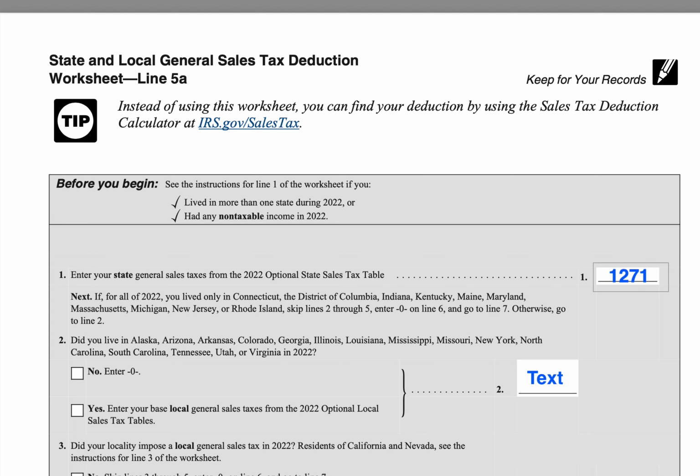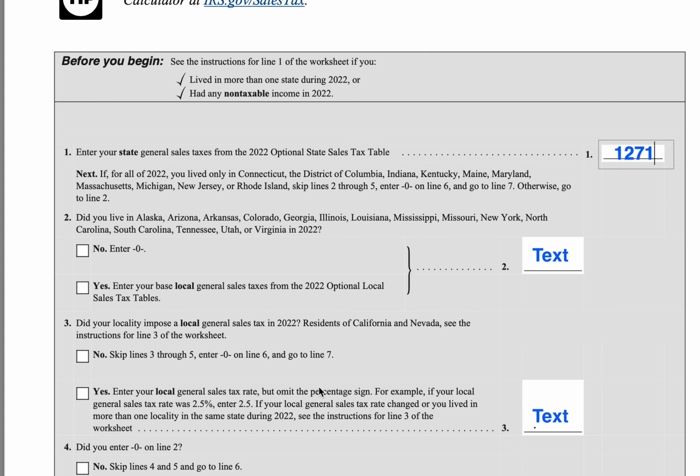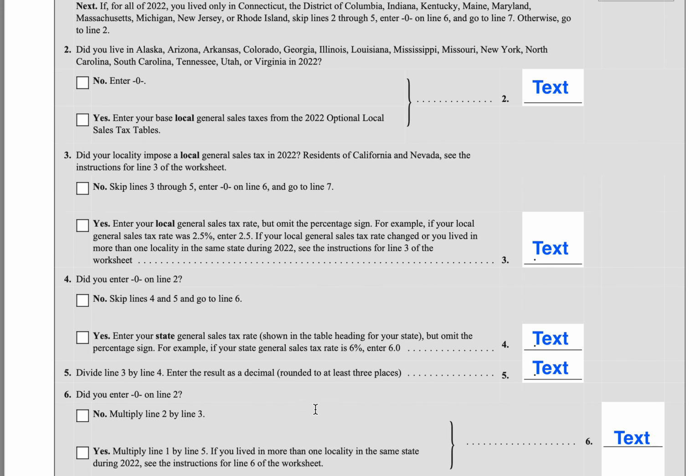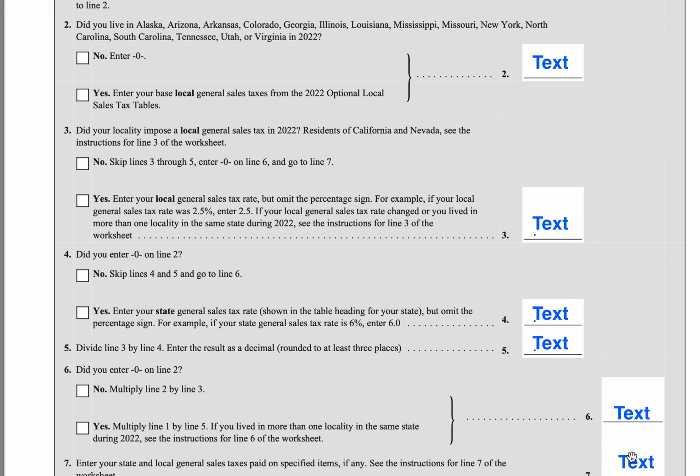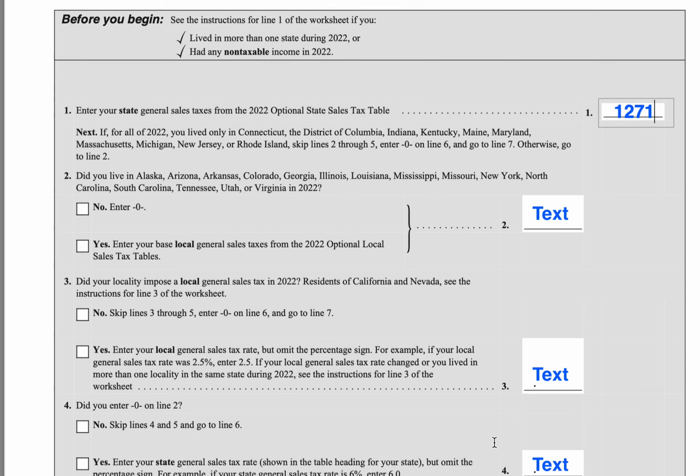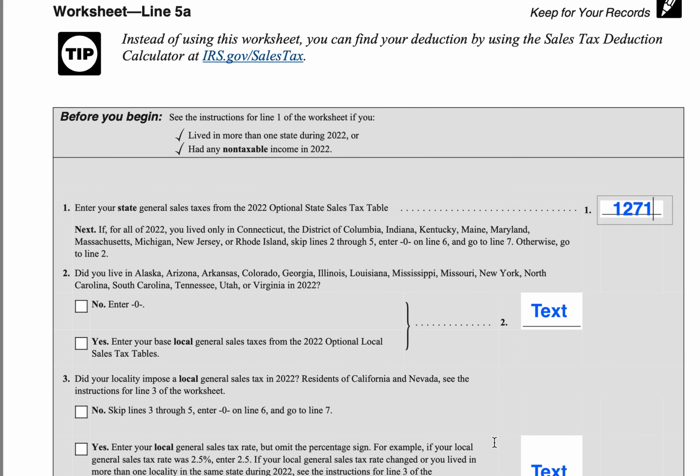If you lived only in these states: Connecticut, District of Columbia, Indiana, Kentucky, Maine, Maryland, Massachusetts, Michigan, New Jersey, or Rhode Island, you would skip lines 2 through 5. You would enter 0 on line 6, and then simply go to line 7. Otherwise, we're going to go through line 2 and each of those steps one by one.